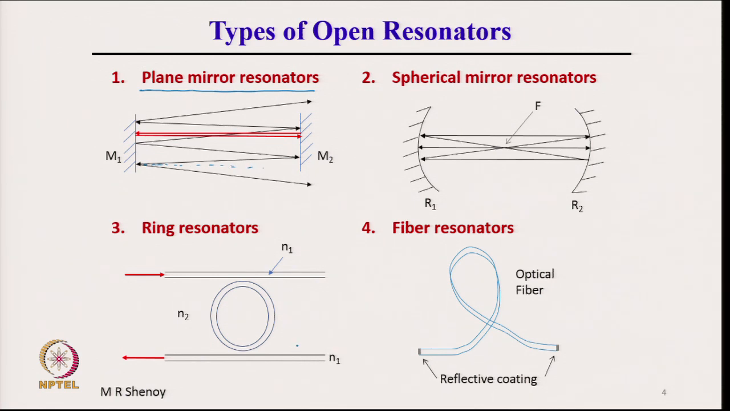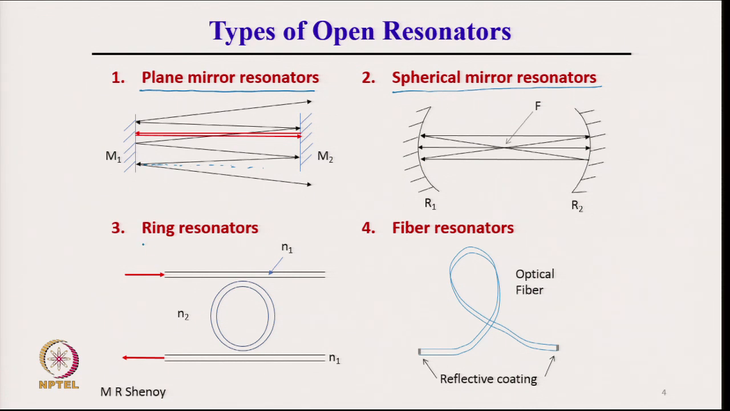If we take a spherical mirror resonator, on the other hand, then rays can be confined. There are different ray paths which are possible. We will discuss these in a little bit more detail. A spherical mirror resonator comprises two spherical mirrors, usually concave mirrors, but one can also have one convex and one concave mirror to form stable resonators, where the rays can remain confined and build up with time.